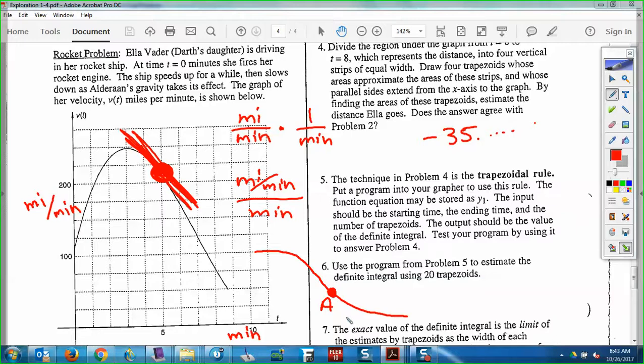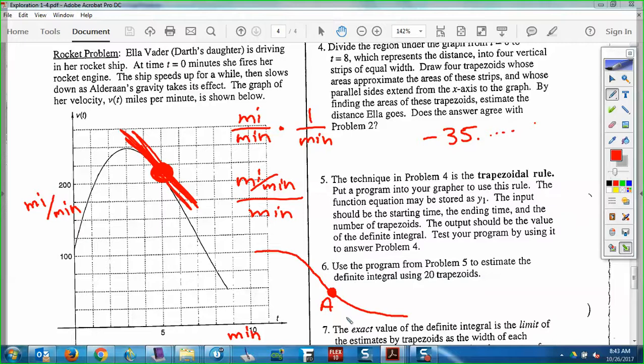What's the acceleration of gravity? So this was an acceleration, right? Miles per minute squared. What's the acceleration of gravity? Negative, right? Negative 9.8. Why is it negative? Because it's going down. Because it's going in this direction, right?